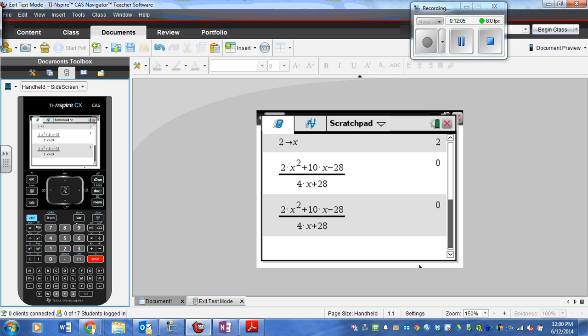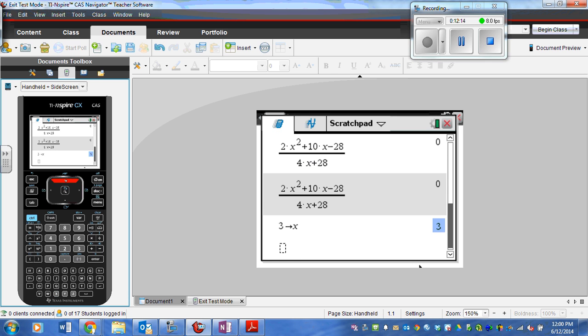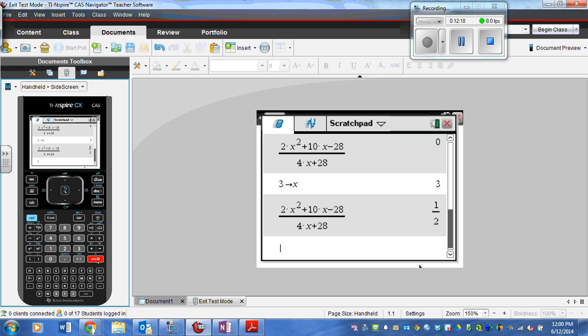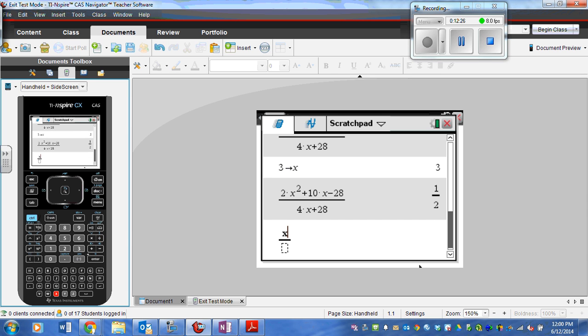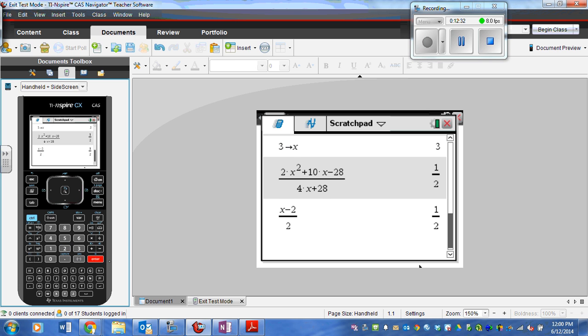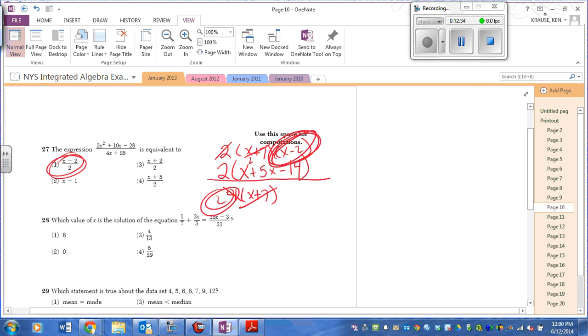Since it equals 0, I'm going to pick a different number for X. I'm going to try 3 store X. I never want it to equal 0. Now it's the up arrow. Never want it to equal 0. And 1/2, that's better. Then we're going to type in X minus 2 over 2. 1/2, perfect. Yeah, it worked.